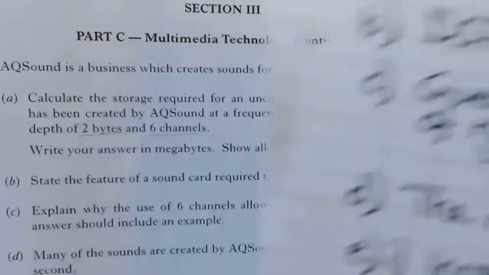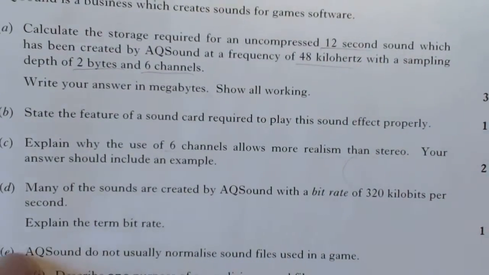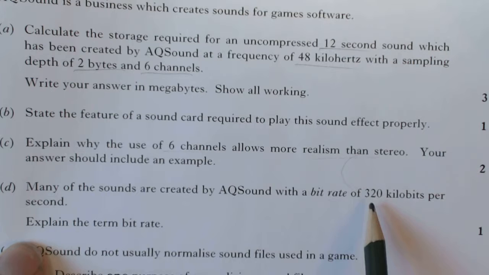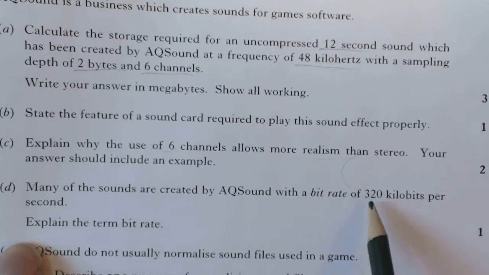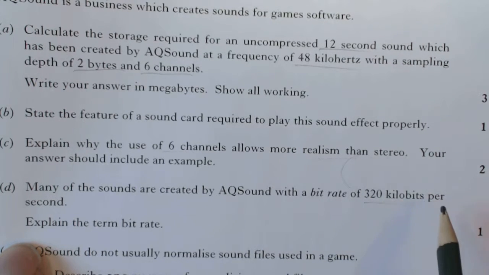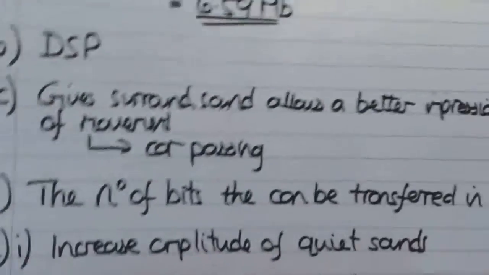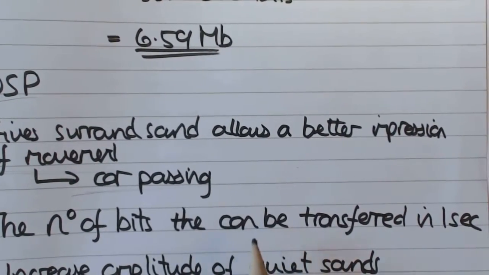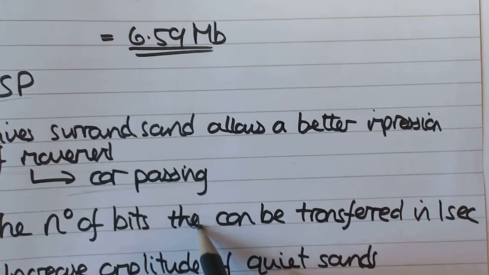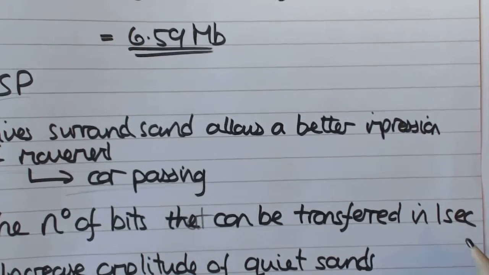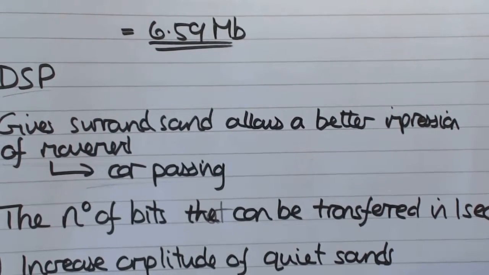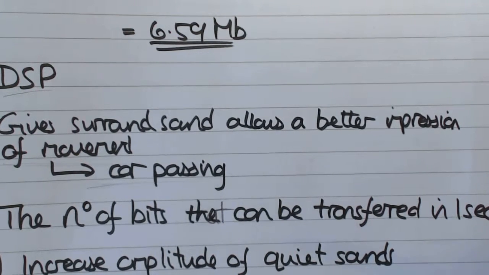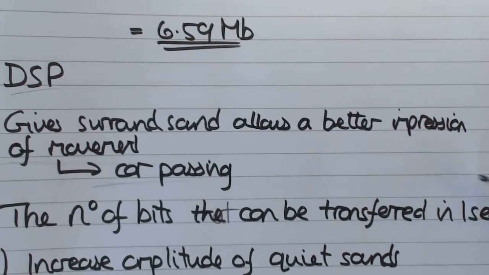Okay. Then it's asking, what's the term bit rate? Bit rate is basically the number of bits that you can transfer in a second. So that's the number of bits that can be transferred in 1 second. So if you've got a modem or a router, an internet connection, that'll give you the bit rate. It's the number of bits that you can download or upload per second.